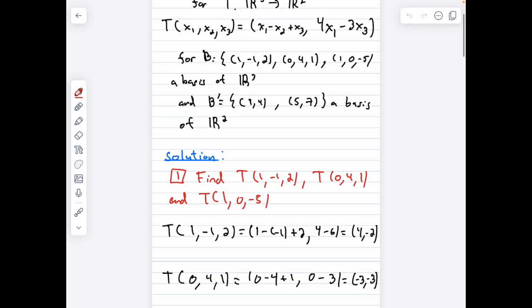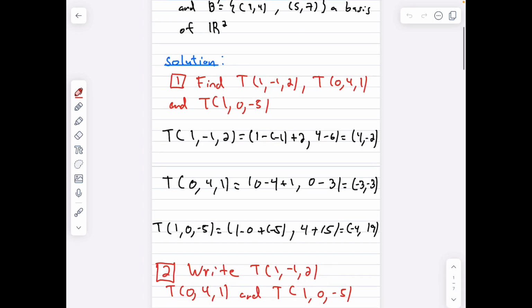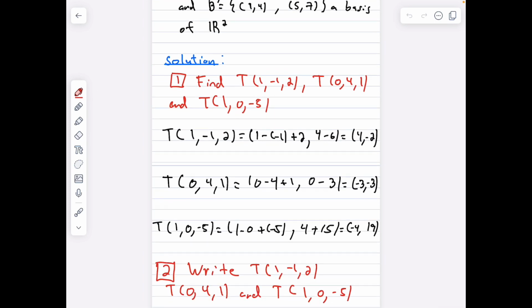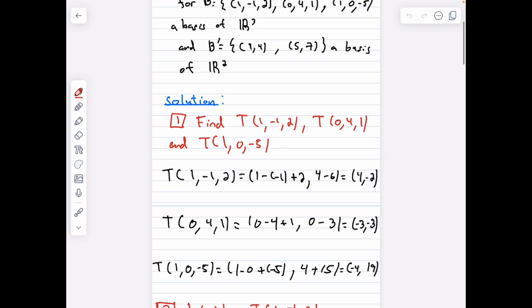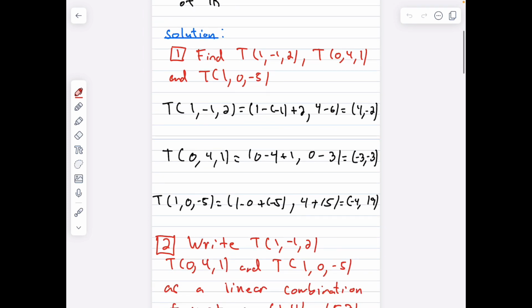The way this works is a matter of a few steps. It's not too bad, but it can be a little tedious, let me say that first. The first thing you're always going to do is find the transformation of each of the basis vectors of the domain space. So we're going to take all the basis vectors in B, put them into the transformation, and see what we get out.